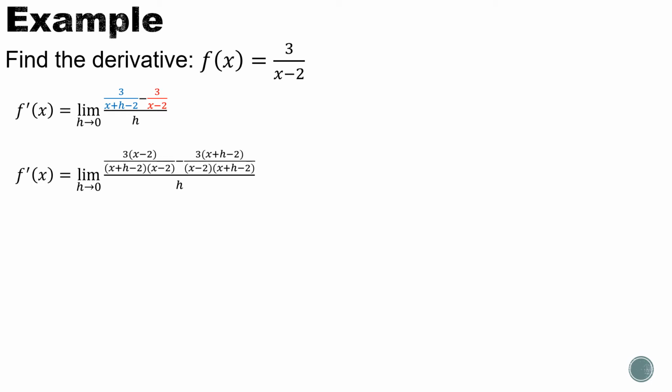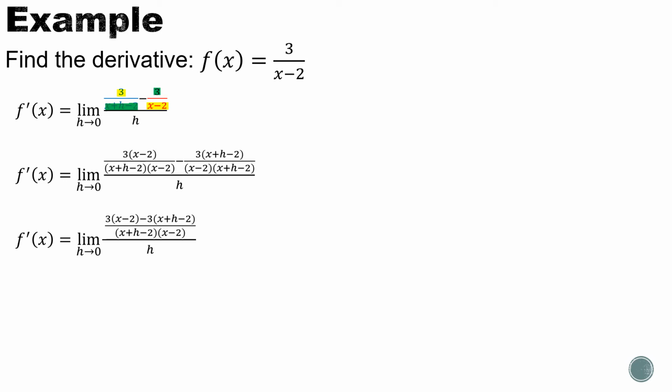From there, I'm going to get a common denominator. So I'm going to take this x minus 2 and multiply it times the 3, and then I'm going to take this x plus h minus 2 and multiply it times that 3. And that will give me my common denominator. And so I get 3 over x minus 2 over my common denominator minus 3 over x plus h minus 2 over my common denominator, all over h.